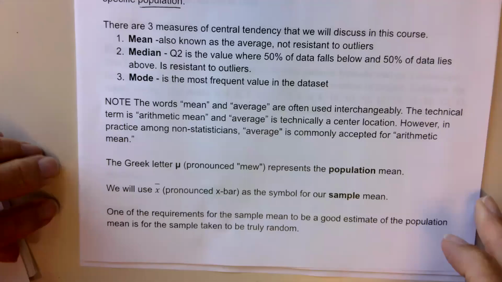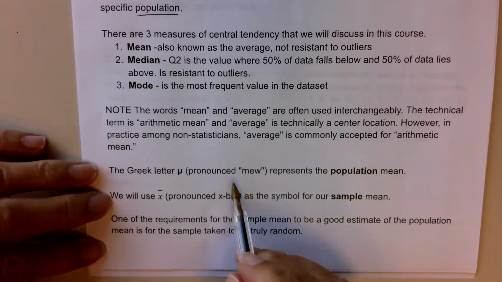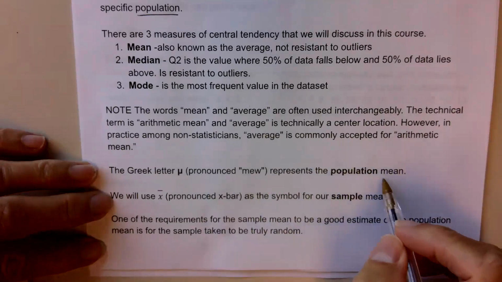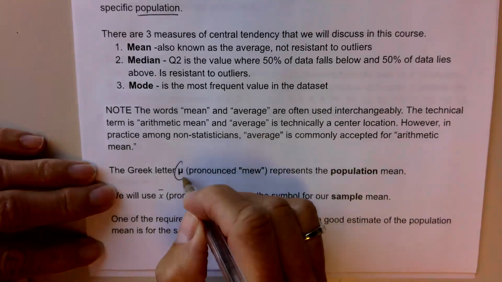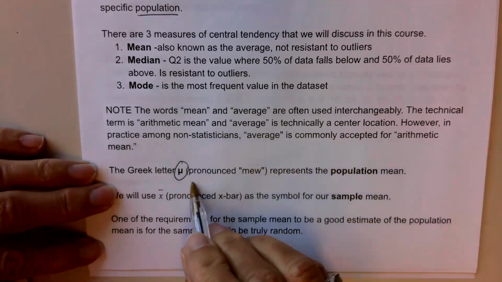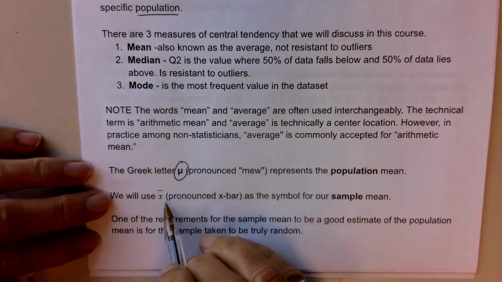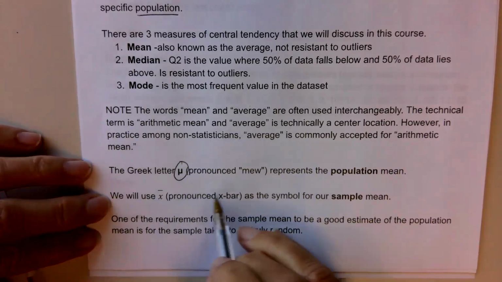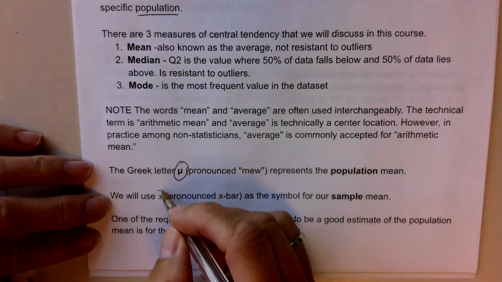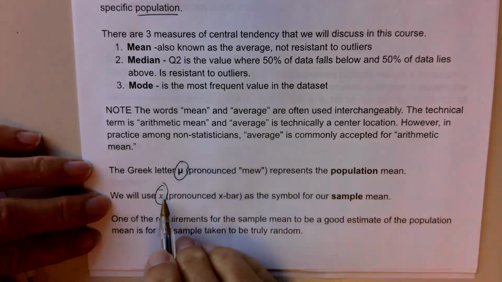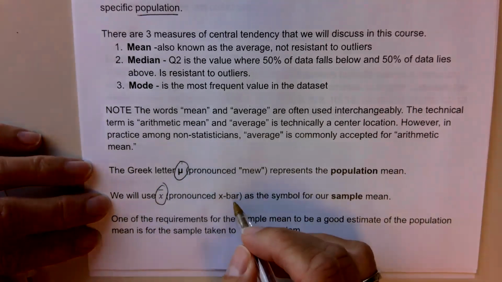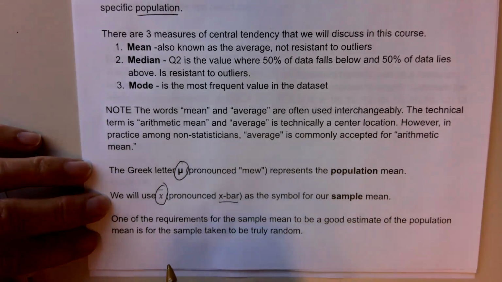Now, the Greek letter mu represents the population mean. So population symbols are described with Greek symbols, and usually just letters from the alphabet are used to describe our sample. So our sample mean is shown with this X and a bar above it, and we pronounce it X bar.